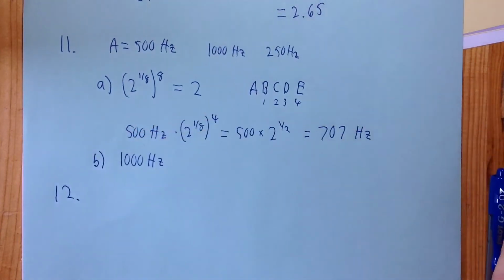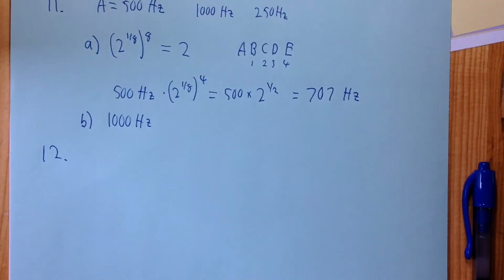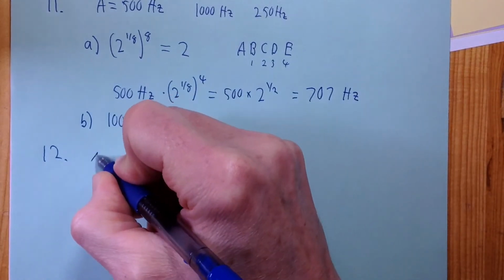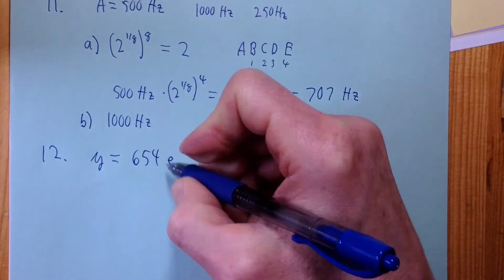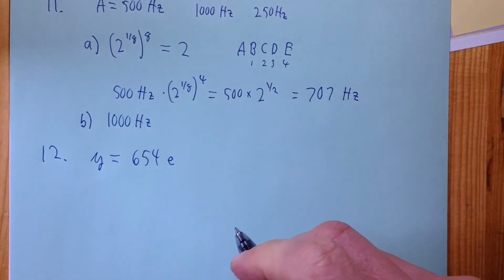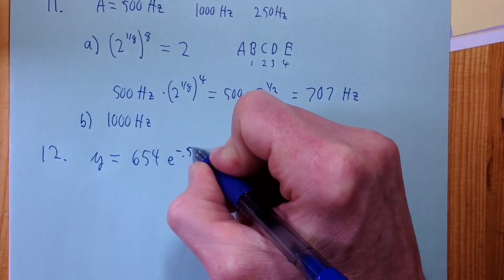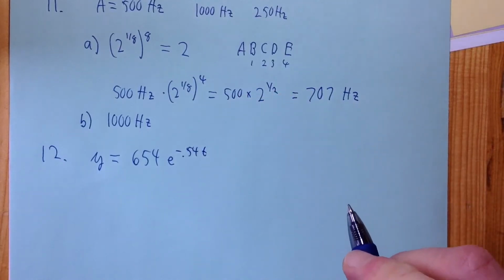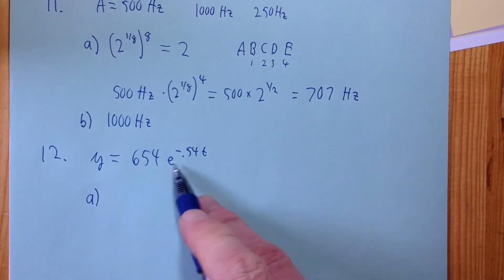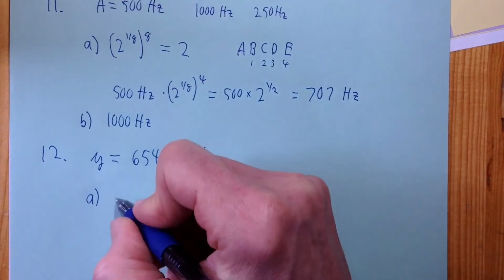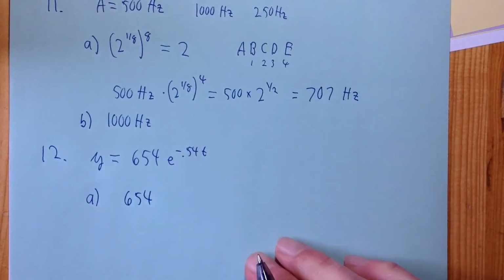And finally, the last one, number 12. We have a yeast population given by that formula there. And I say it's poison because it's getting smaller because it's a negative exponent. So we have y, this is our y for yeast, which is convenient, 654 e to the negative 0.54 t, where we'll say t is in hours. So the first one's really easy, you don't have to do any math. At t equals 0, you plug in t equals 0, e to the 0 is 1, it's always 1, so there's just the number in front. So there are 654 yeast cells at t equals 0.